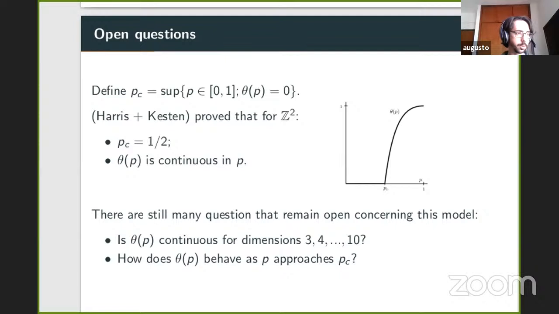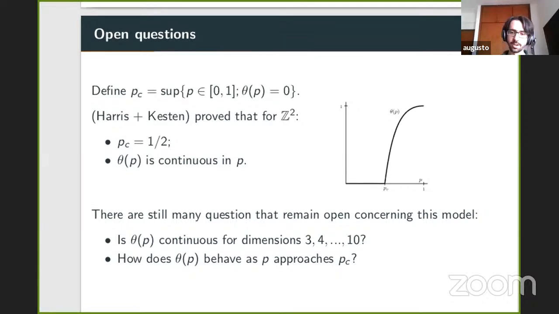I said that he proved PC equals one half for that lattice. He also proved that theta of P is continuous at P for the two-dimensional case. This continuity of the function theta is one of the main open problems in percolation, perhaps the biggest one. It's still open for lattices of dimensions between 3 and 10. So for high dimensions, it used to be 19 and more, and now it's 11 and more. It keeps dropping. It was known by a work that was basically developed in Vancouver.